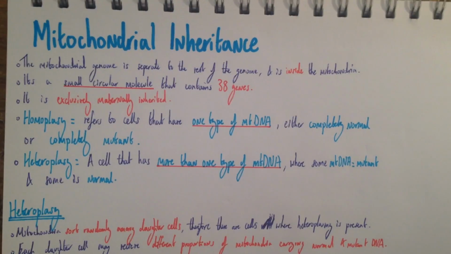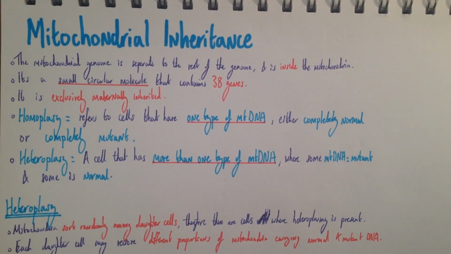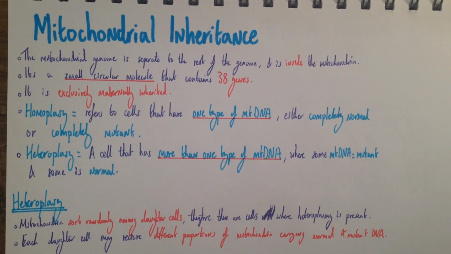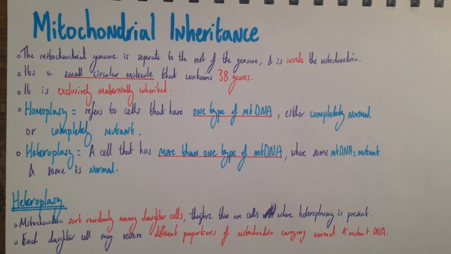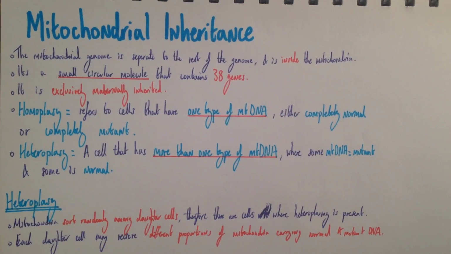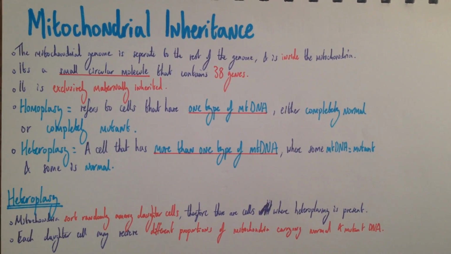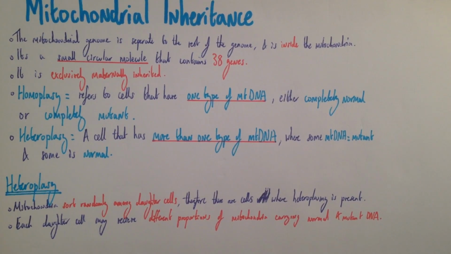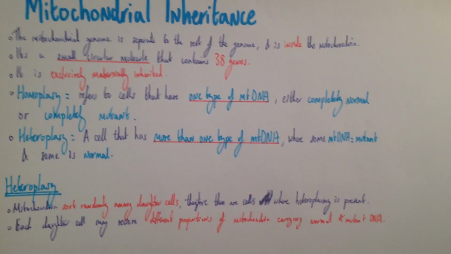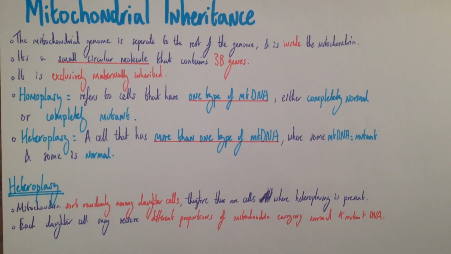So the mitochondrial genome is separate to the rest of the genome. It is inside the mitochondria. It's a small circular molecule that contains 37 genes. It is exclusively maternally inherited. Forgive me if I didn't stress that enough. It's maternally inherited from the mother.